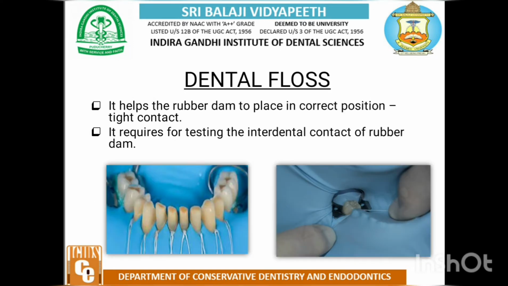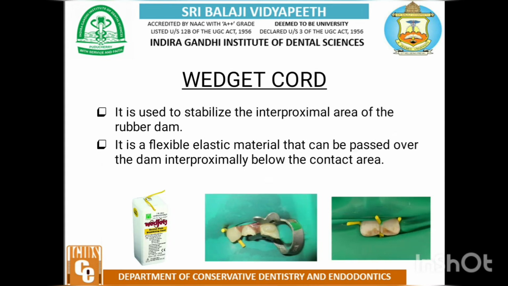Dental floss. It helps the rubber dam to be placed in the correct position with tight contact. It is required for testing the interdental contact of the rubber dam. Wedged cord. It is used to stabilize the interproximal area of the rubber dam. It is a flexible elastic material that can be passed over the dam interproximally, below the contact area.